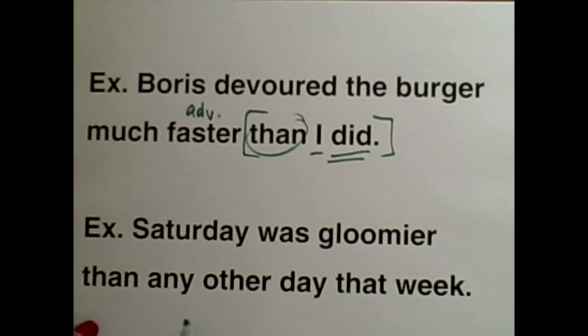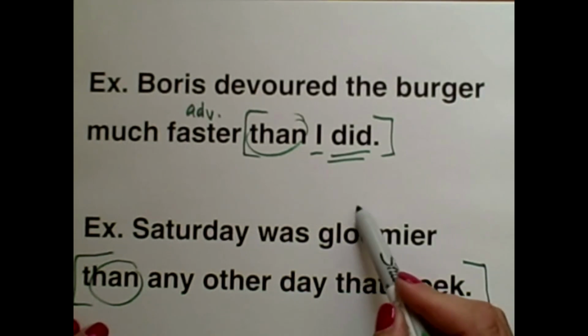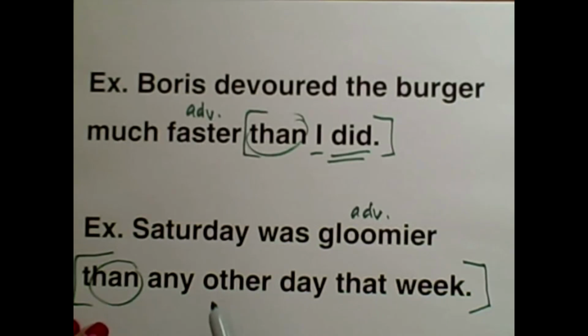Saturday was gloomier than any other day that week. Our trigger word, again, is than, and our clause is than any other day that week. Obviously, we are missing a verb. If we were being very formal, we would have said Saturday was gloomier than any other day that week was gloomy. Since that sounds a bit odd, a bit stilted, we just lop off the end and are left with a more natural sounding sentence. What does this adverb clause modify? The adverb gloomier. To what extent was it gloomier? Gloomier than any other day that week.